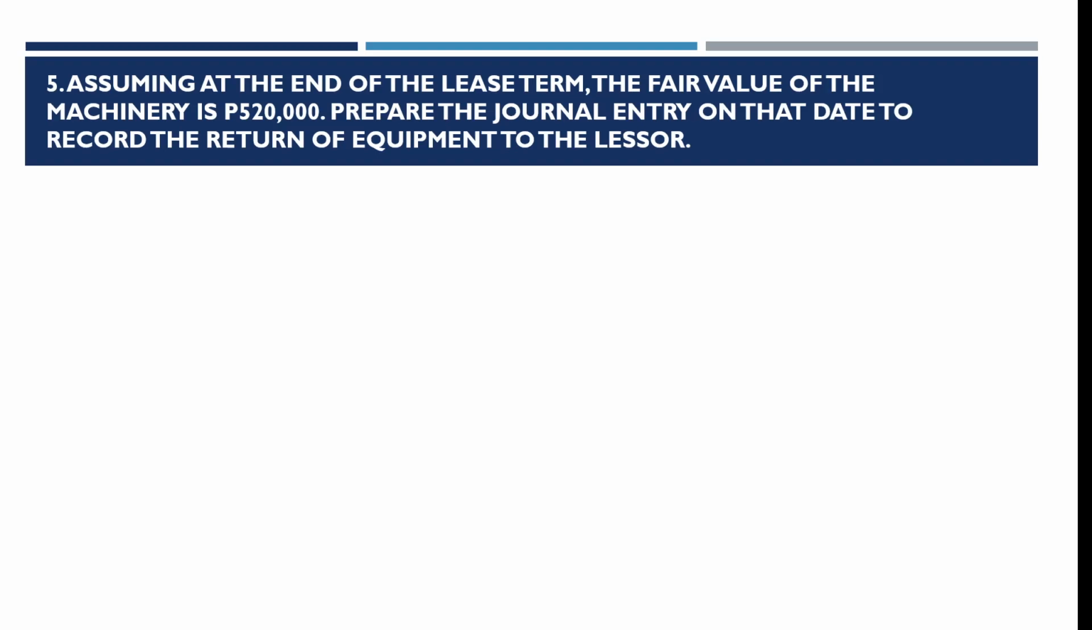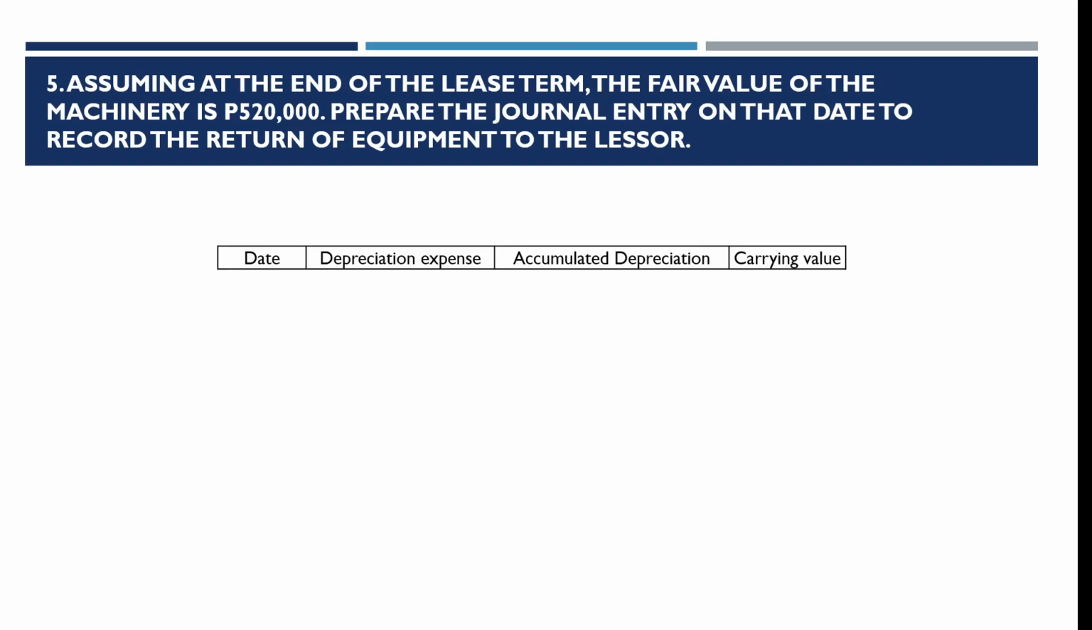Number 5. Ito na. Assuming at the end of the lease term, the fair value of the machinery is 520,000. Prepare the journal entry on that date to record the return of equipment to the lessor. Before that, dapat alam din kasi natin ang carrying value ng lease asset at the end of the lease term. Okay? So, ayan. Ginawan ko rin siya ng schedule: date, depreciation expense, accumulated depreciation, and carrying value.